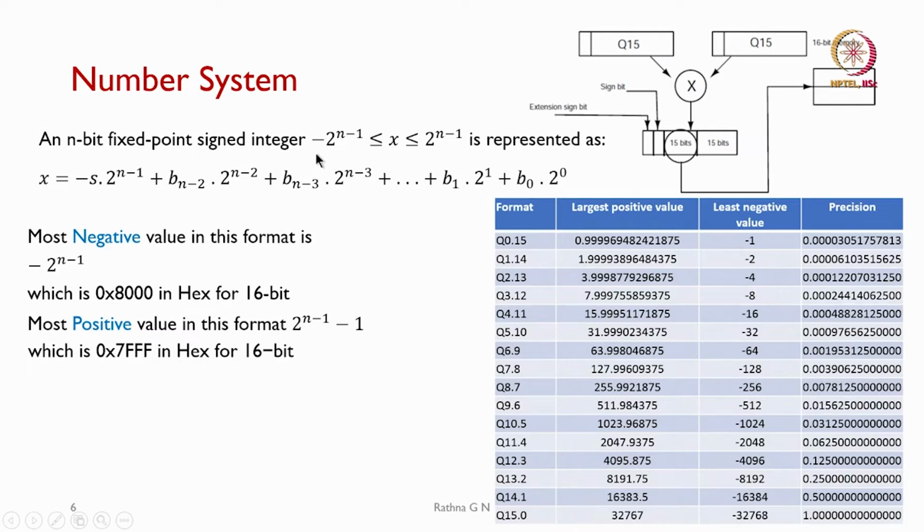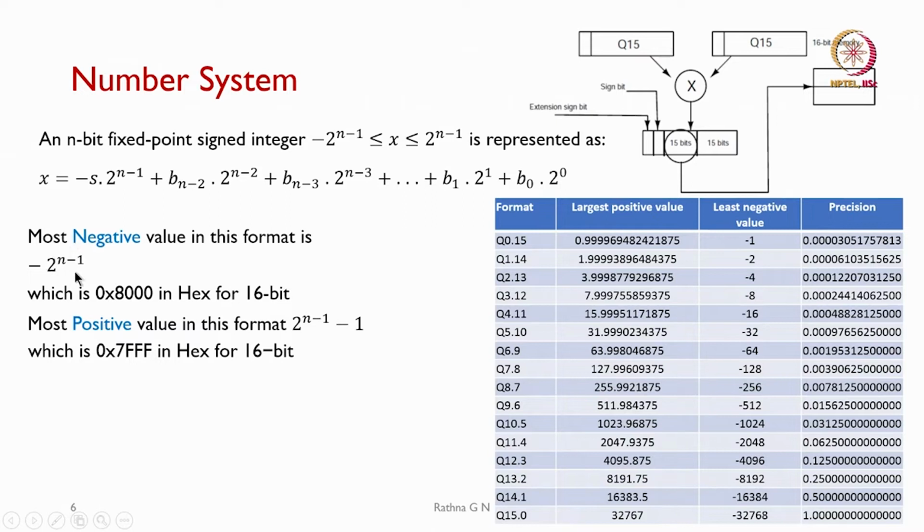We said the number can be represented between minus 2 to the power of n minus 1 and 2 to the power of n minus 1. How is it going to be represented? We will be considering minus s dot 2 to the power of n minus 1, and we are not giving any bit for the binary point representation. So, we will be considering b(n-1) 2 to the power of n minus 2 down to b0 2 to the power 0. The most negative value I can represent with this number system is minus 2 to the power of n minus 1.